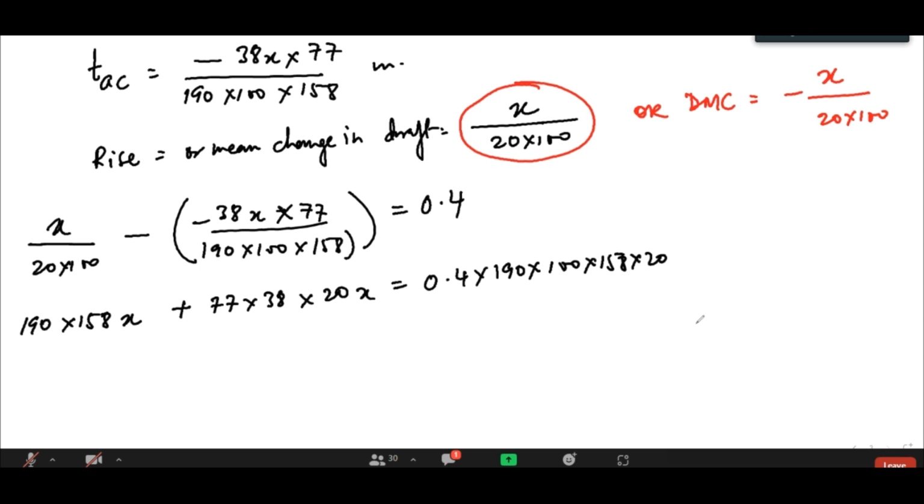20 कहीं पे भी लगा दो ना, x तो मल्टीप्लिकेशन है, कहीं पे भी लगा दो, क्या फर्क पड़ता है? It's just a factor. 0.4 into 20, we got that. 100, we got that. 190, we got that. 158, we got that. Quickly, guys. Quarter to 10 हो गया, quarter to 11 हो गया already.